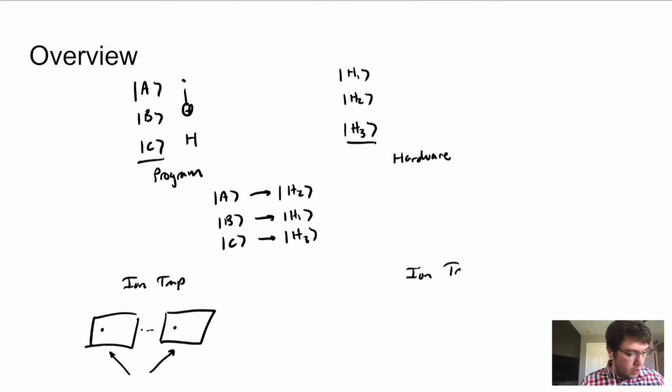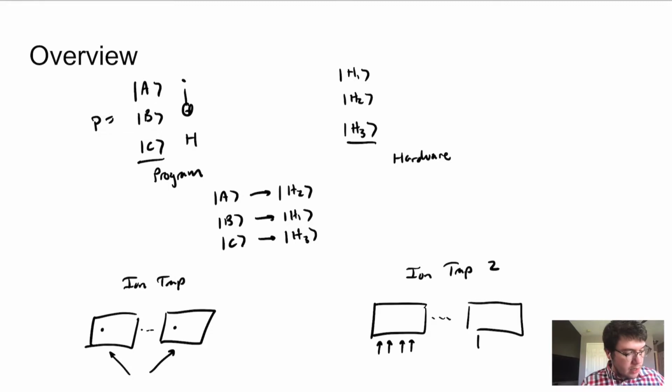We'll make a new ion trap. This is ion trap 2. And we want to map our input program P up here to this ion trap. We again have 2 traps. And say there's many places that you can assign within each of these traps. So we'll just say 4. So there's four ions in each of the traps.